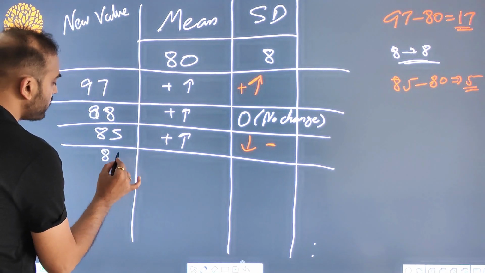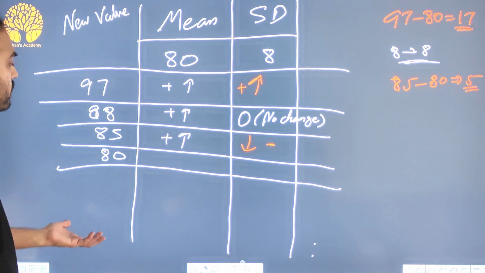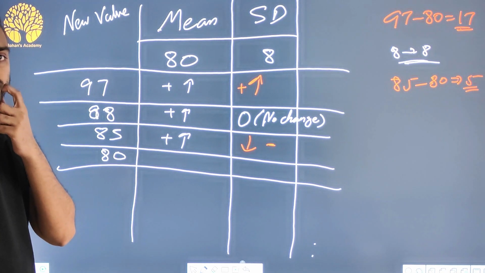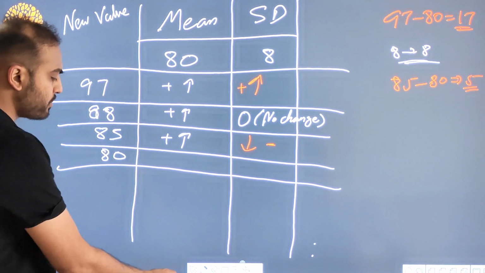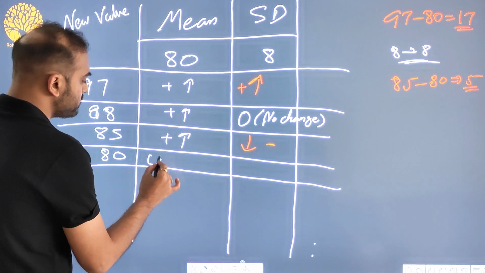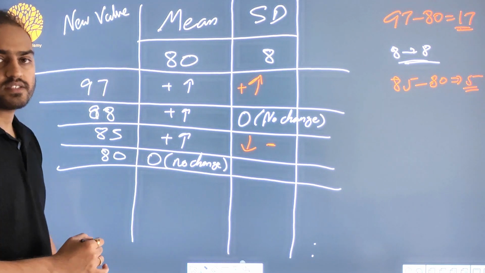Alright. What if the student had scored 80? Average was 80, scores 80. What happens? There is 0. No change. The mean remains the same.